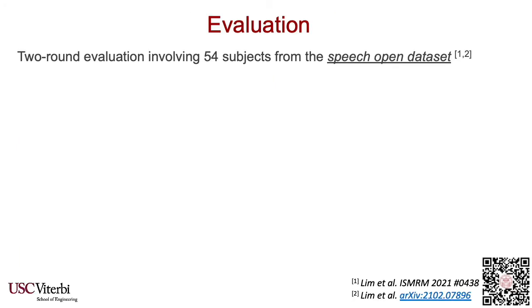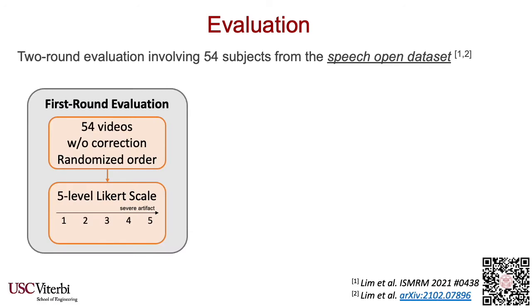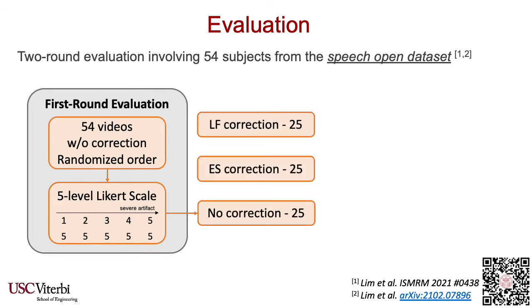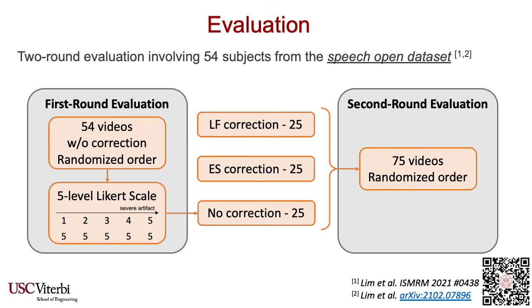To evaluate both methods, we performed a two-round evaluation by two speech experts. 54 subjects from the speech open dataset were involved in this study. In the first round evaluation, 54 videos without correction were presented to the observers in a randomized order, and these videos were graded on a 5-scale Likert score, with 1 being the least and 5 being the most severe artifacts. We then picked 5 datasets from each level and added the LF and ES reconstructions to form a 75 dataset set for the second round evaluation.